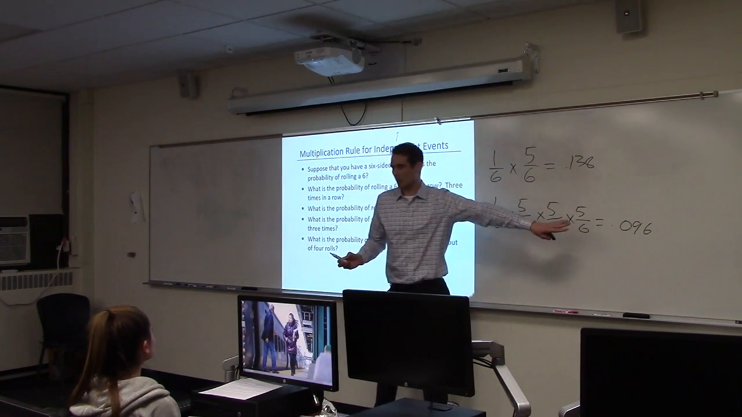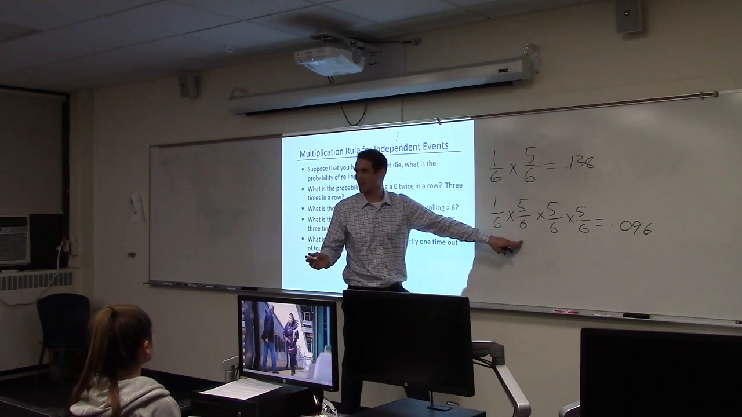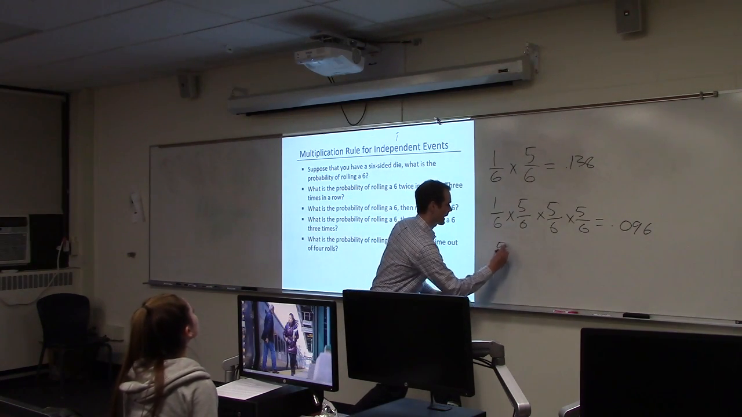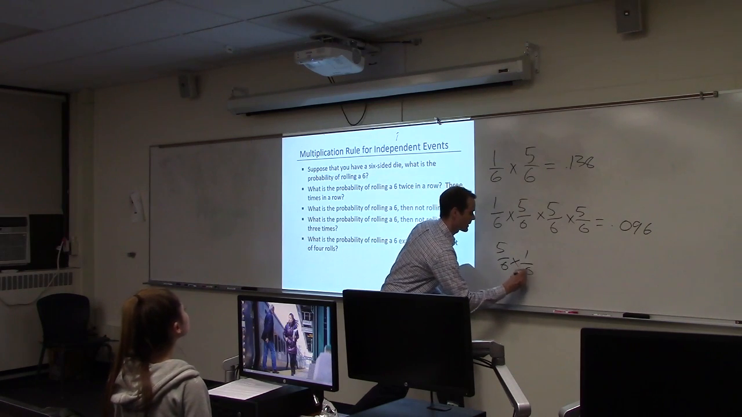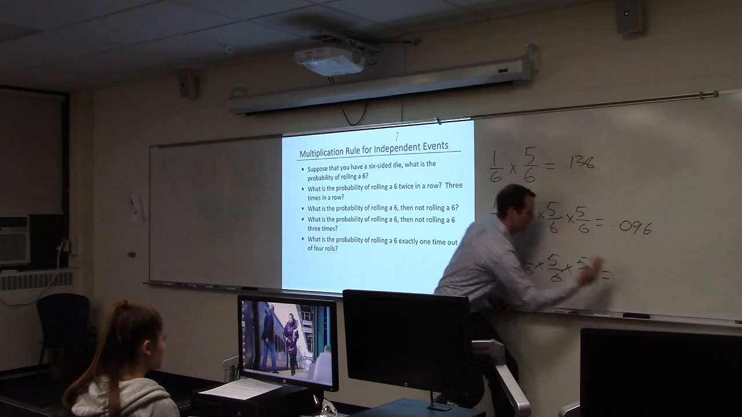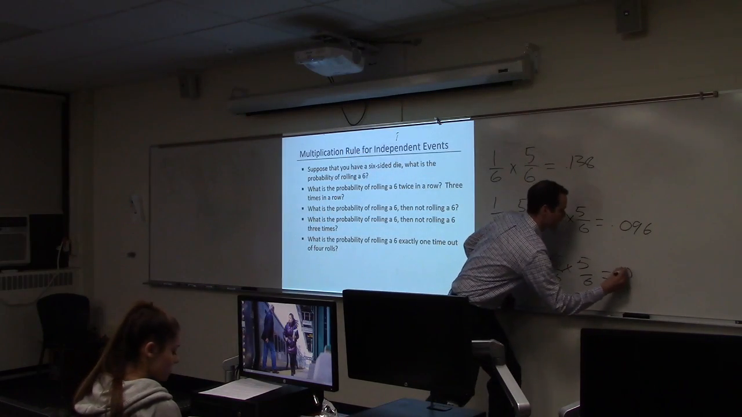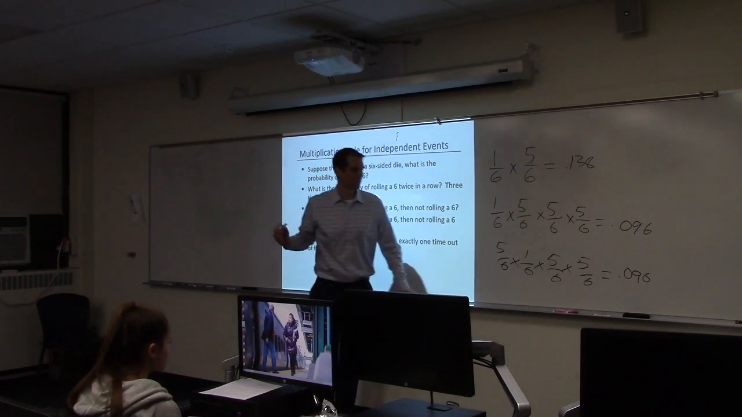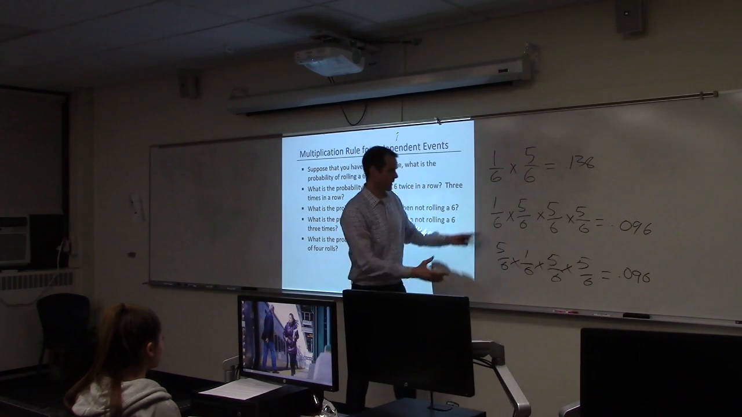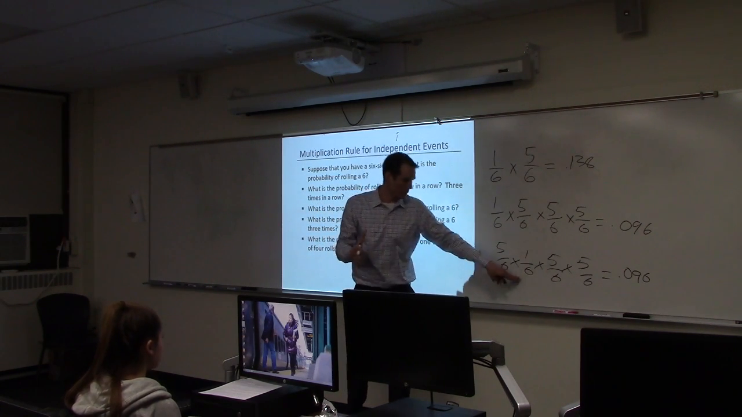Okay, so it could happen this way, and there's a 9% chance. Let's think about another way it could happen. What if it happened the second time? We could calculate that probability, right? We would say 5 over 6 times 1 over 6 times 5 over 6 times 5 over 6, and it would be the same thing, right? It would be 0.096. And we could add that. We could add this to this, and we say this is the probability of rolling a 6 this time, or rolling a 6 this time.